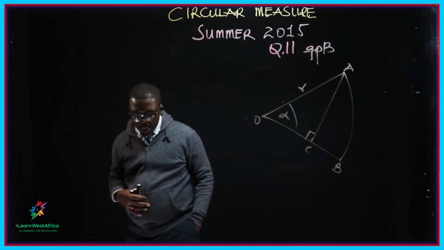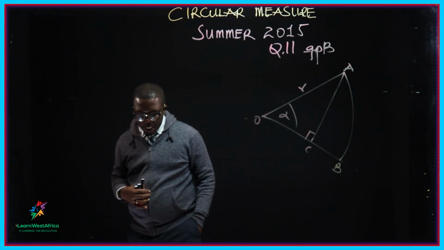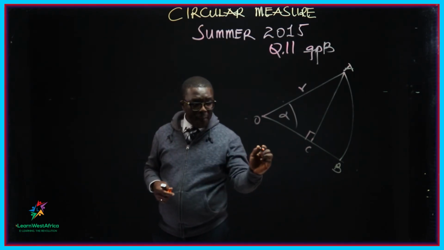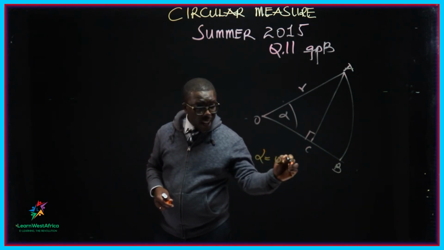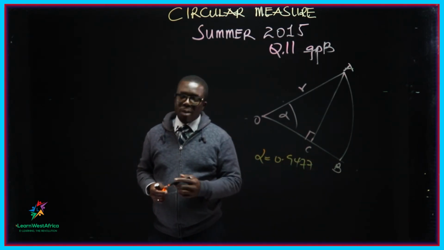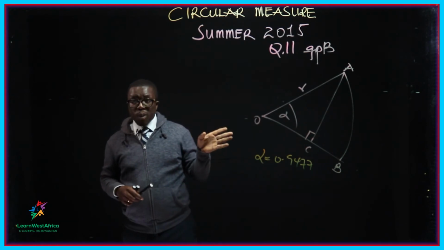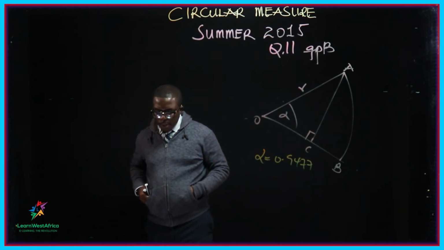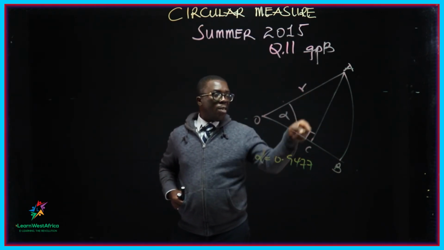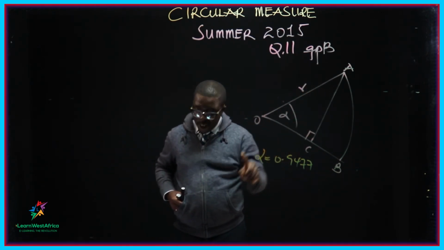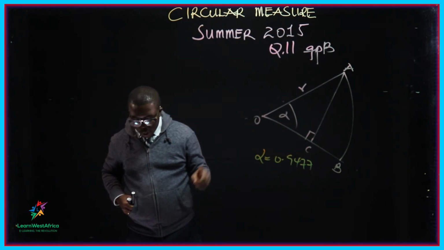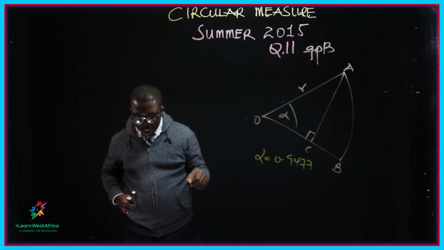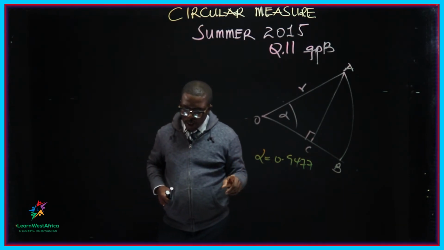Now the problem goes on to tell us that it is given that the solution of the equation in the first part is alpha equal to 0.9477, when corrected to 4 decimal places. Now, we want to find the ratio of the perimeter of the region OAC to the perimeter of the region ACB, giving our answer in the form k is to 1, where k is correct to 1 decimal place.